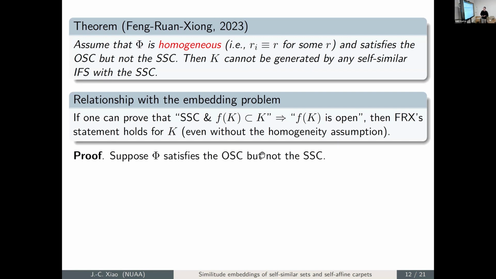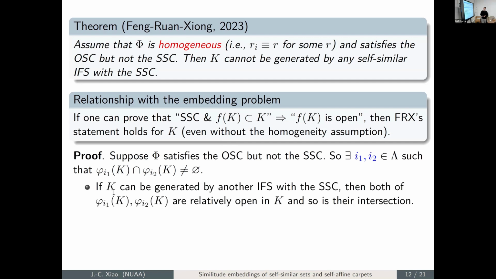And the proof is very simple but interesting, so I may go into the details. Suppose phi satisfies the open set condition but not the strong separation condition. So this is the original generating iterated function system of K. The question is, can we find another iterated function system of K satisfying the SSC instead of the OSC? Since the original system fails the strong separation condition, there are two copies which have a nonempty intersection, right? There must be, because otherwise the system already satisfies the strong separation condition.